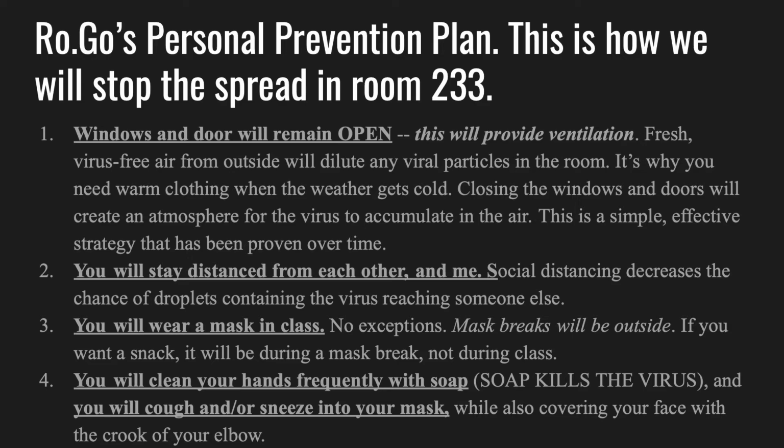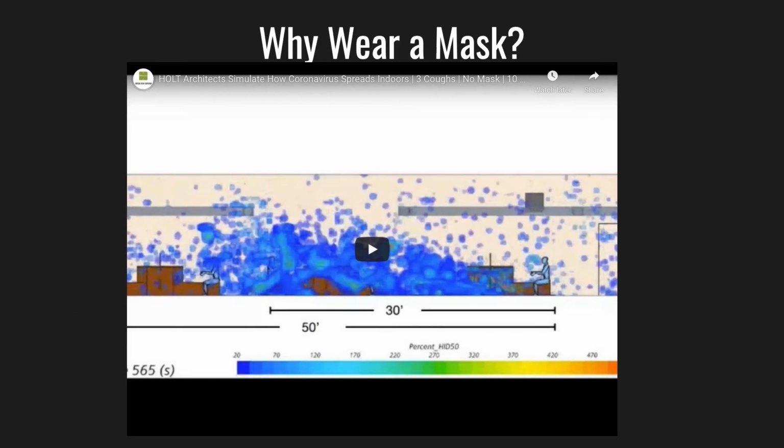And you will cover your face. You will cover your face with the crook of your elbow. So you're going to sneeze into your mask and you're going to dab at the same time. You're going to take your nose and your mouth and you're going to bring it to the crook of your elbow and sneeze or cough into there. That is going to keep those viral droplets and those aerosols contained. Okay, finally.